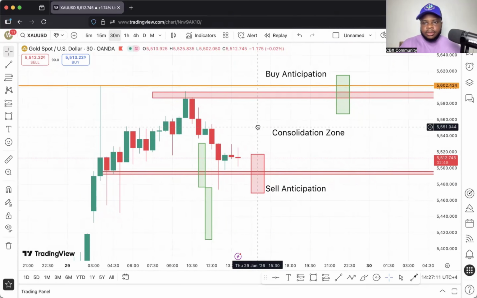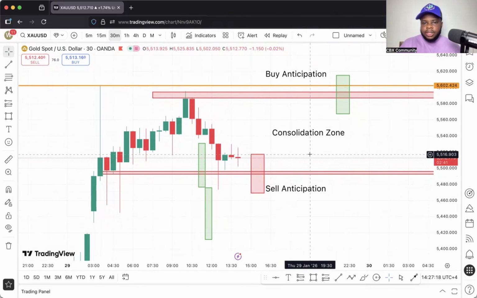Let's see. This recent 30 minutes candle is left with 2 minutes before the candle will close.